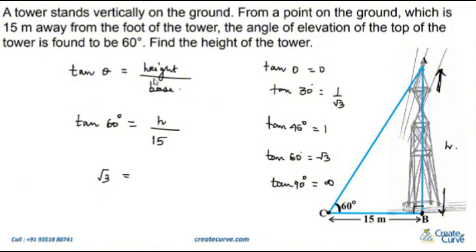So root 3 is equal to h by 15. So what will be the h? H will be 15 root 3 meter. That will be our answer. So that is the height of the tower. So the height of the tower is 15 root 3 meter.